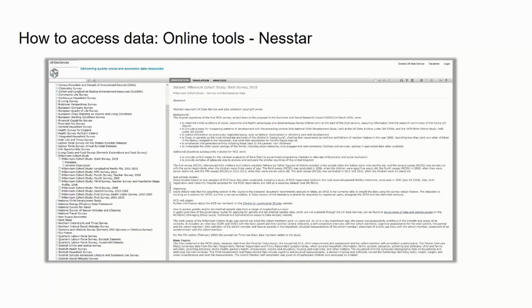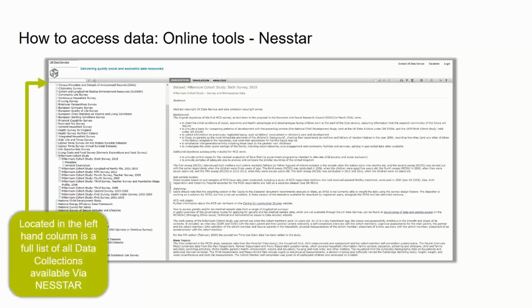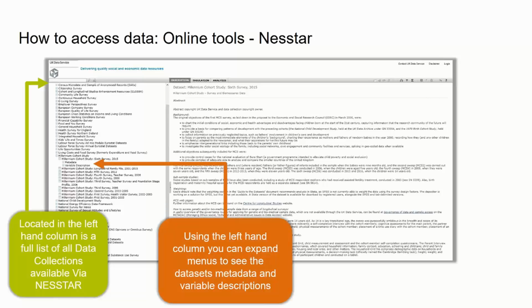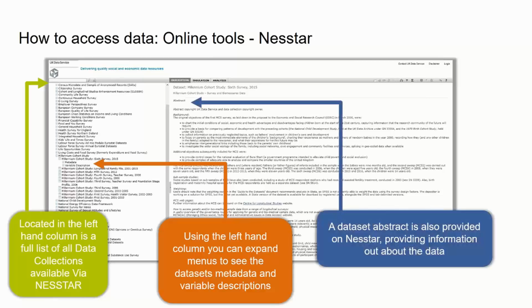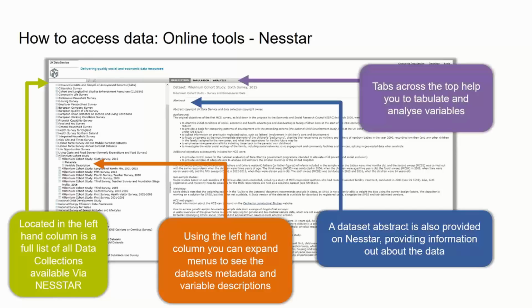This next slide shows our Nesstar portal. Located in the left-hand column is a full list of all data collections available via Nesstar. Using the left-hand column, you can expand menus to see datasets, metadata, and variable descriptions. A dataset abstract is also provided on Nesstar, providing information about the data. Tabs across the top help you to tabulate and analyze variables.